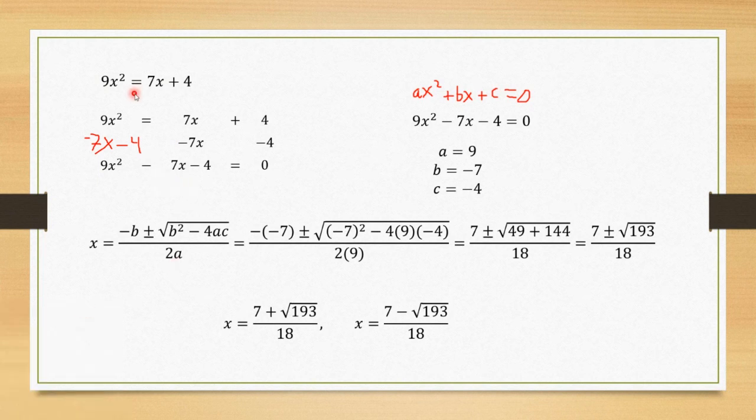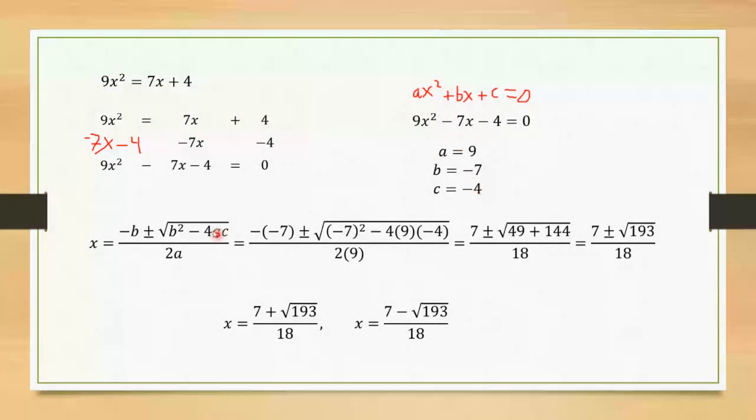Good. So that's what we do. And we get 9x squared minus 7x minus 4 is 0. And then it's just like before. We figure out what a, b, and c are. Well, remember, I did write it here again. A is the leading coefficient of the polynomial. In other words, a is the coefficient of x squared. B is the coefficient of x, which in this case is -7. C is the constant, which is -4.